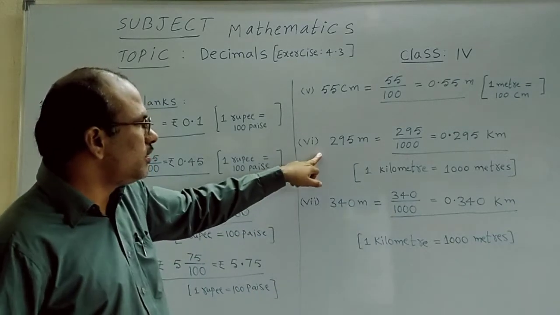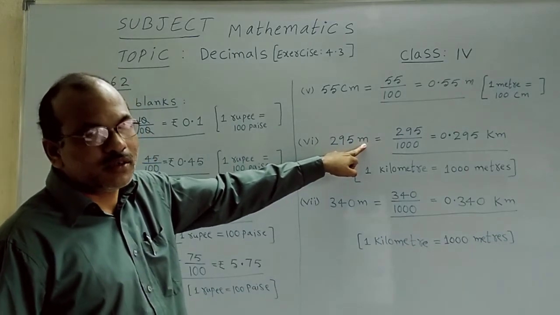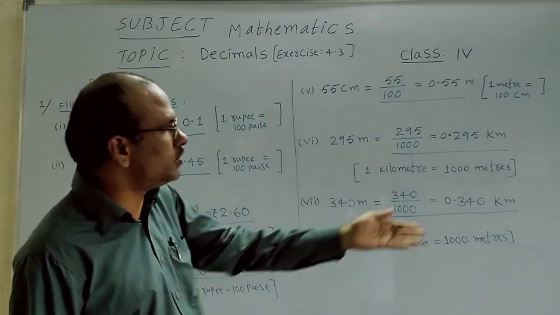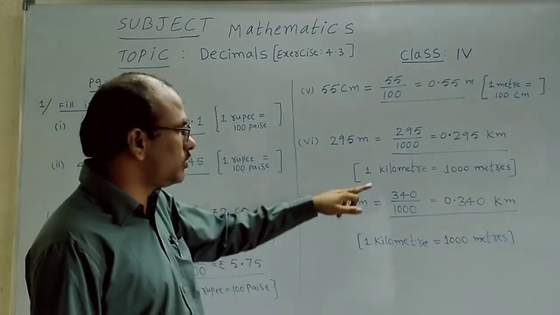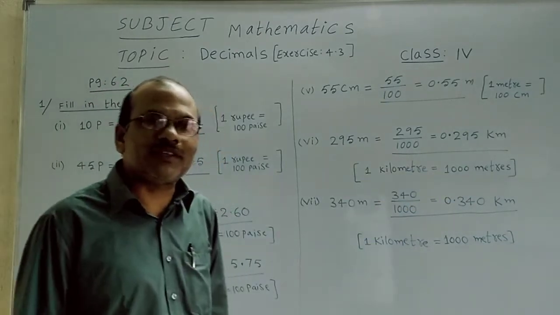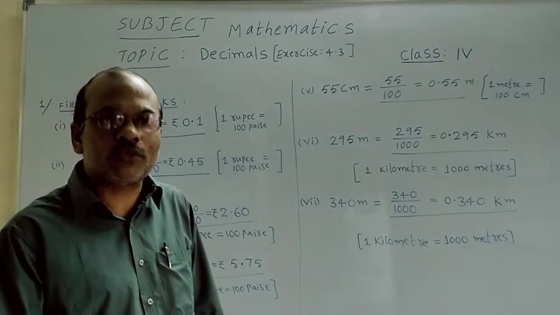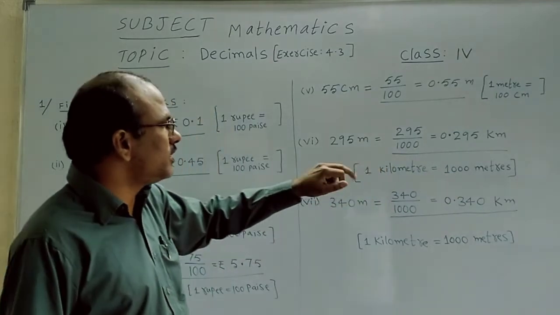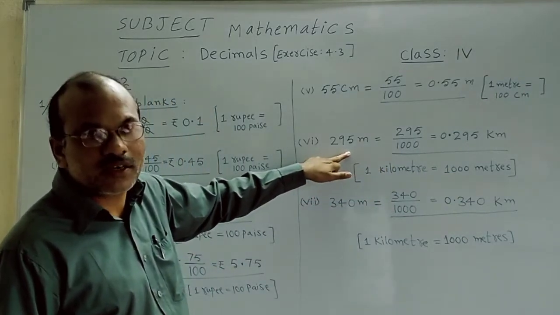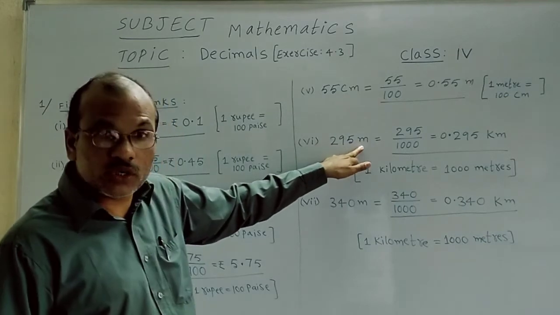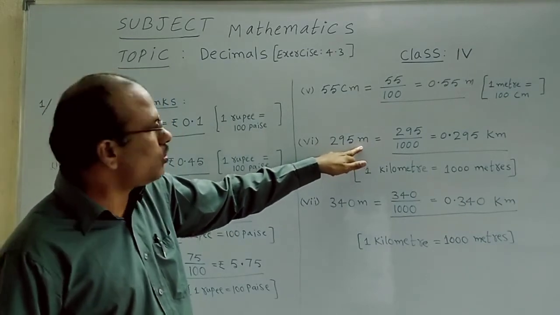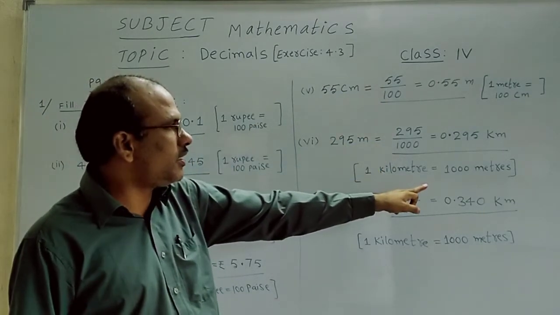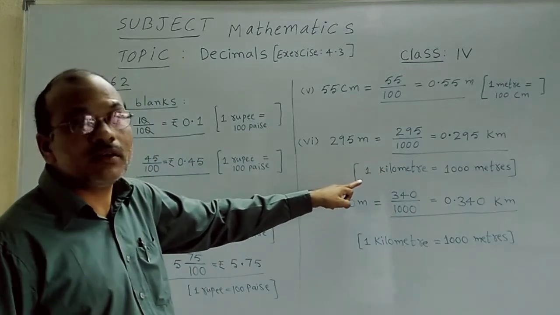The next question. It is given in meters only, but they want to see the answer in kilometers. Again, the matter will be changed. This matter: 1 kilometer is equal to 1000 meters. All these are to be memorized. That means you have to remember forever. So 1 kilometer is equal to 1000 meters. Now, this given question is in meters, 295 meters. This we are going to convert into kilometers. So, this number is going to be divided by 1000.